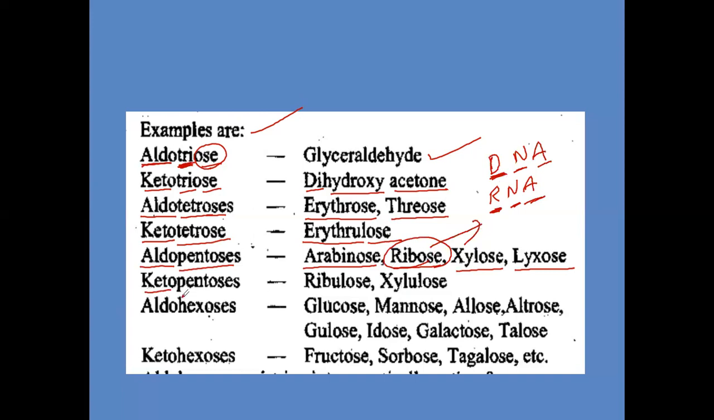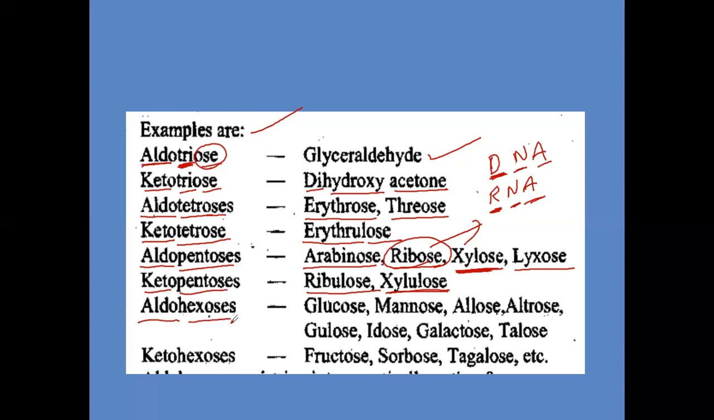Next, ketopentoses. A ketone group is present and 5 carbon atoms are present in each molecule. Example: ribulose. Ribose is an aldopentose, and ribulose is a ketopentose. Next, xylulose. Xylose is an aldopentose, but xylulose is a ketopentose. The functional group is changing.